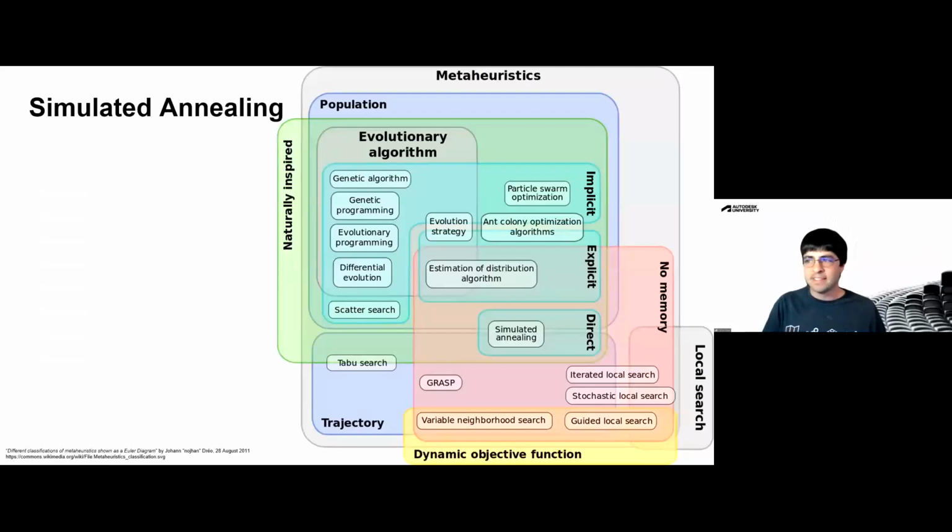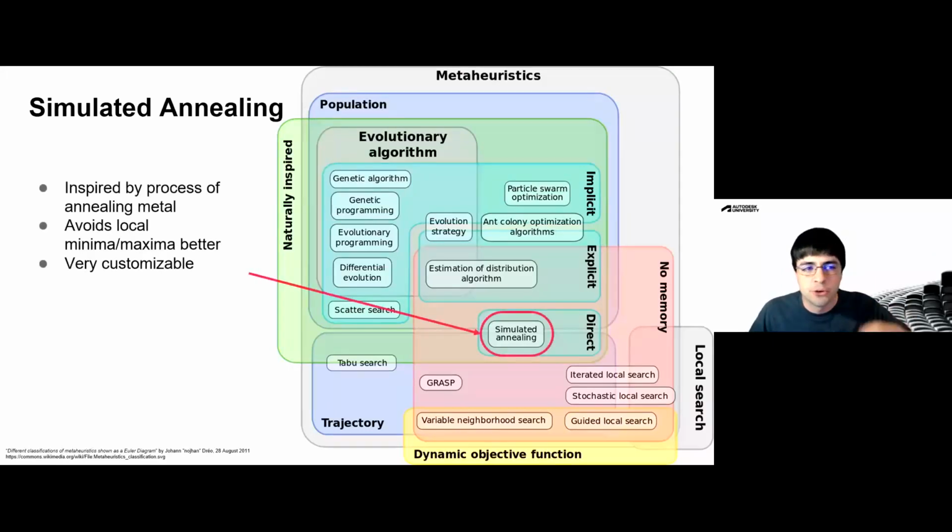Okay, so that brings us to this diagram again, where we have another algorithm called simulated annealing. Now this one avoids those local minima and maxima a lot better. It's also nature inspired, but it's inspired by the annealing of metal, which is where you heat and cool metal to make it stronger.